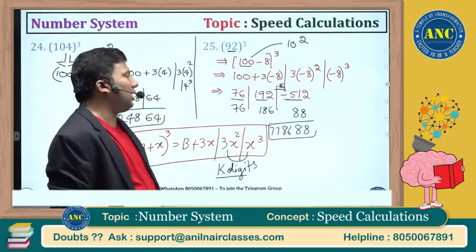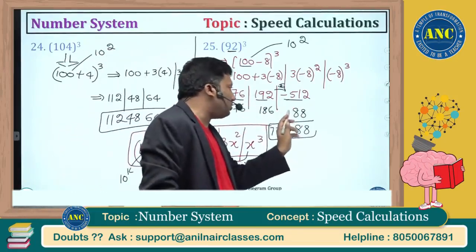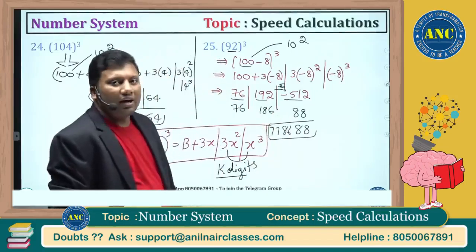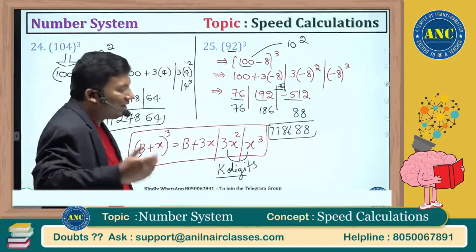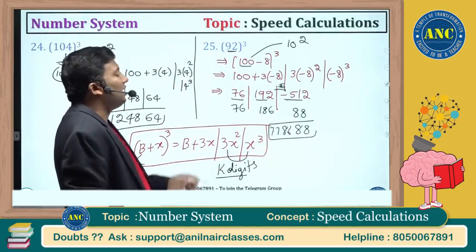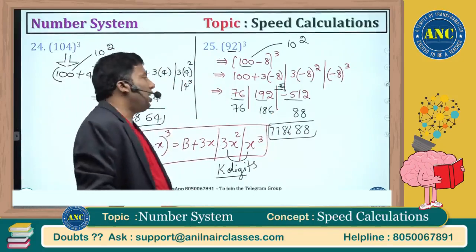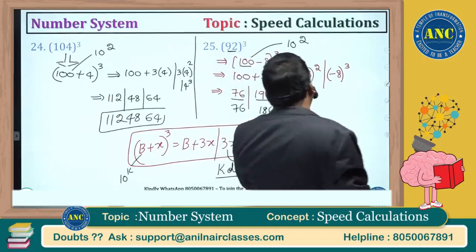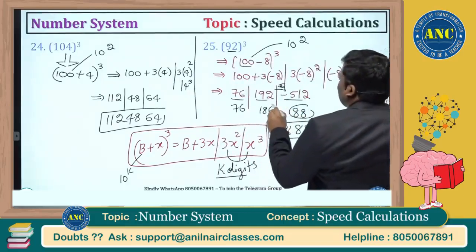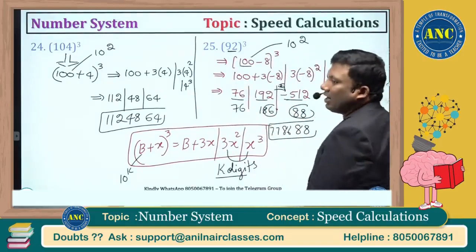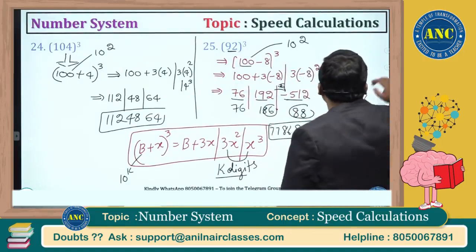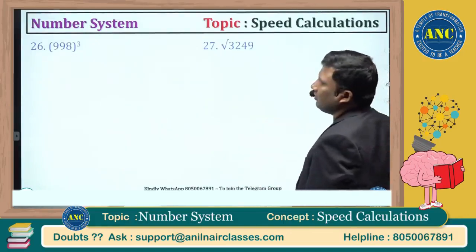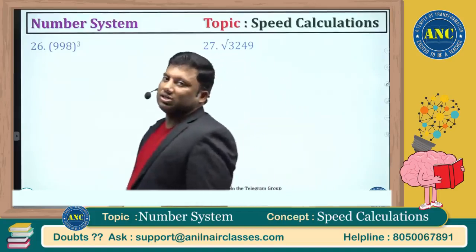500 minus 512 is negative. 600 minus 512 is 88. 192, 6 is carried. Remaining is 186. 100 is 10 squared, so in the last two places it should take only 2 digits. 88, 86, 1 carried. It is 77. I hope the idea is clear.